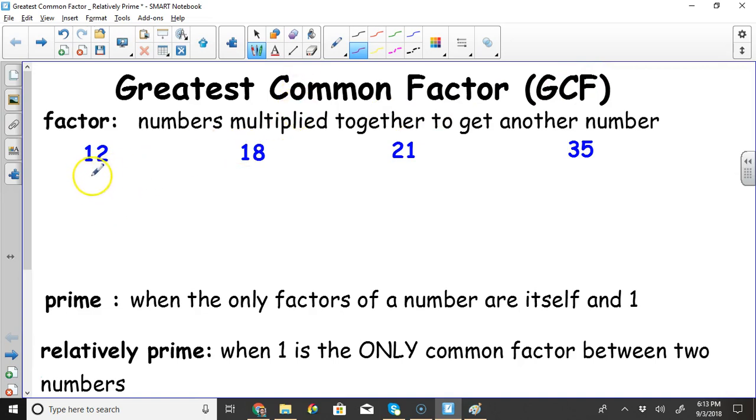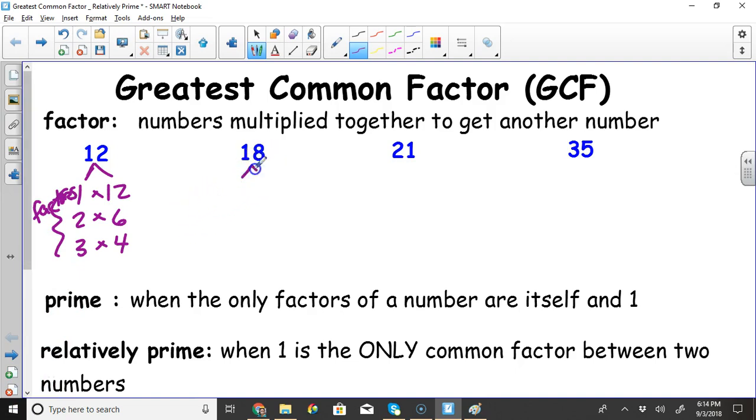So first, factors of 12. If I asked you to find the factors of 12, I'm asking you to find all the numbers that multiply together to get 12. So always start small and work your way up. That's the most organized way. So 1 times 12 is 12. 2 times 6 is 12. And 3 times 4 is 12. So these are all of the pairs of numbers that multiply together to get 12. These are what's known as factors. So 12 has 6 factors.